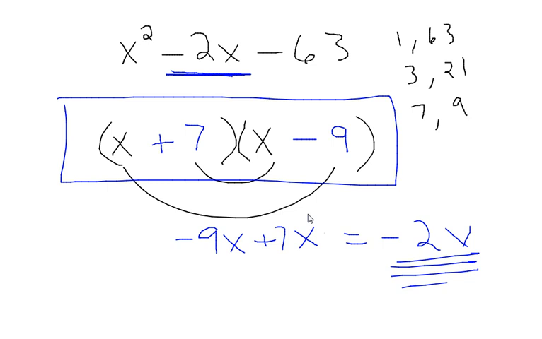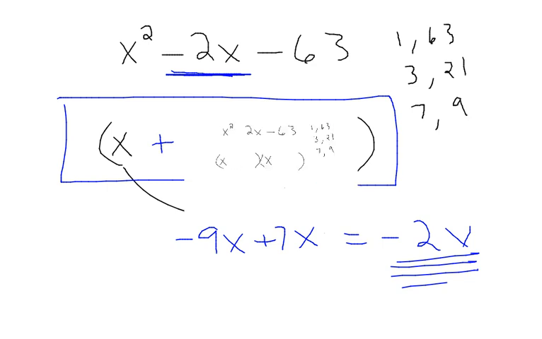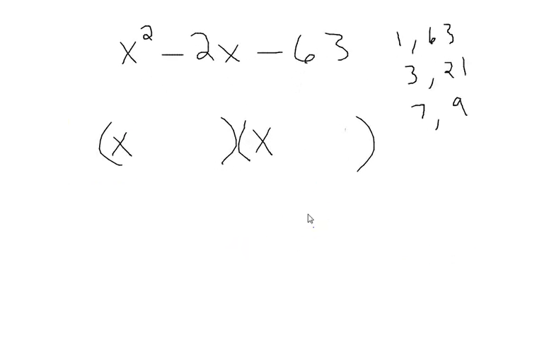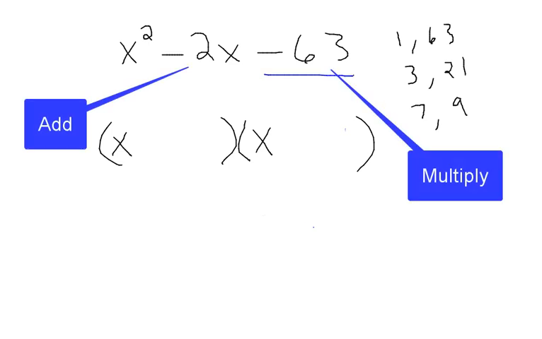Alright, now before we leave this, I do want to take a look at the little shortcut that you probably remember from Algebra 1. Alright, so I'm looking at this as a new problem again. The shortcut is to ask yourself what two numbers multiply to give you negative 63, add to give you negative 2. Now this shortcut only works if there is no coefficient in front of the x squared, which means there's really a 1 even if it's not written.